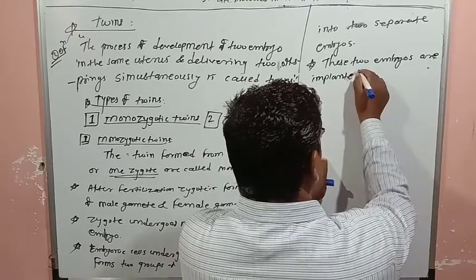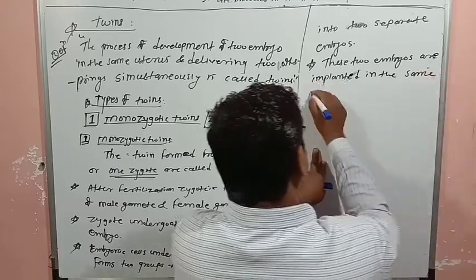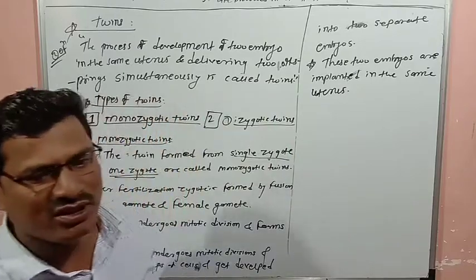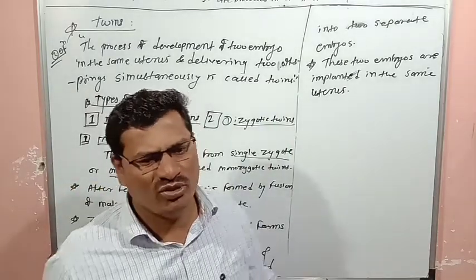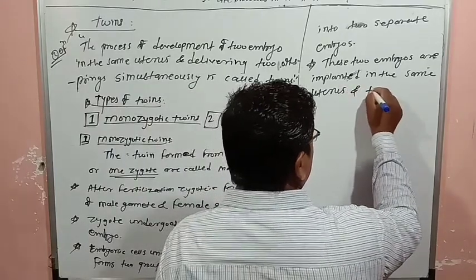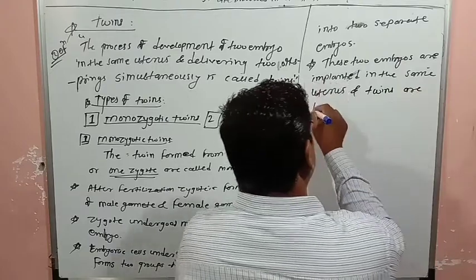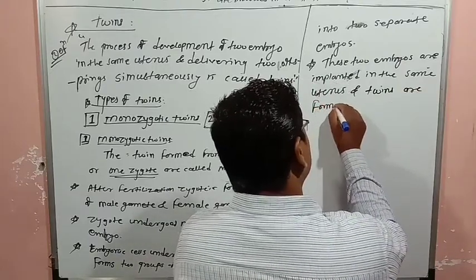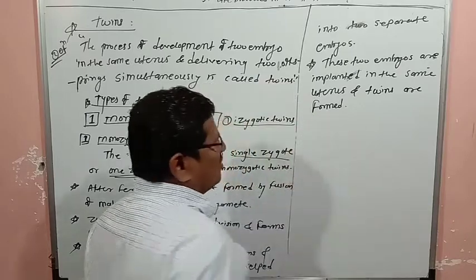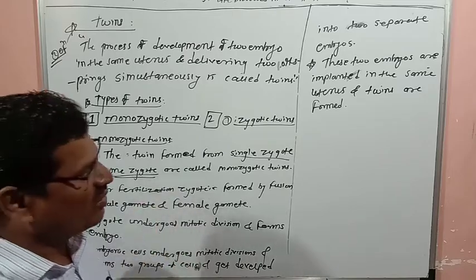These two embryos are implanted into the same uterus, and twins are formed. So this is the process involved in twin formation.